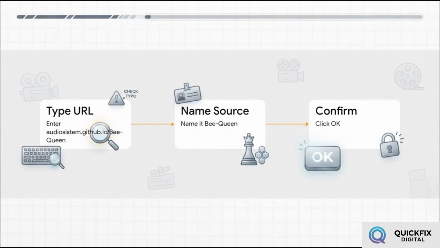Next up, you need to carefully type in the GitHub URL exactly like this, audiosystem.github.io/bequeen. And I mean exactly. A single typo here will completely break the connection. So, double check it. Once that's typed in, drop down to the name box, let's call it Be Queen, and hit OK to lock the whole thing in.